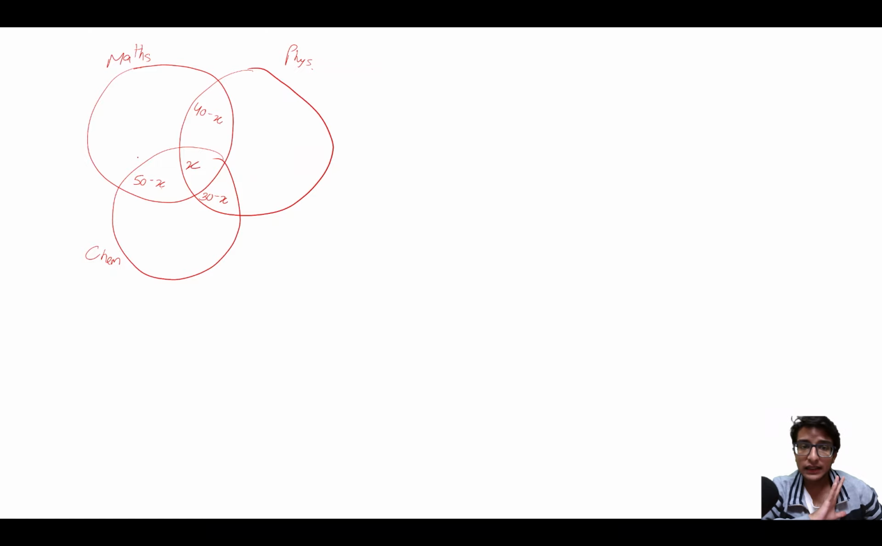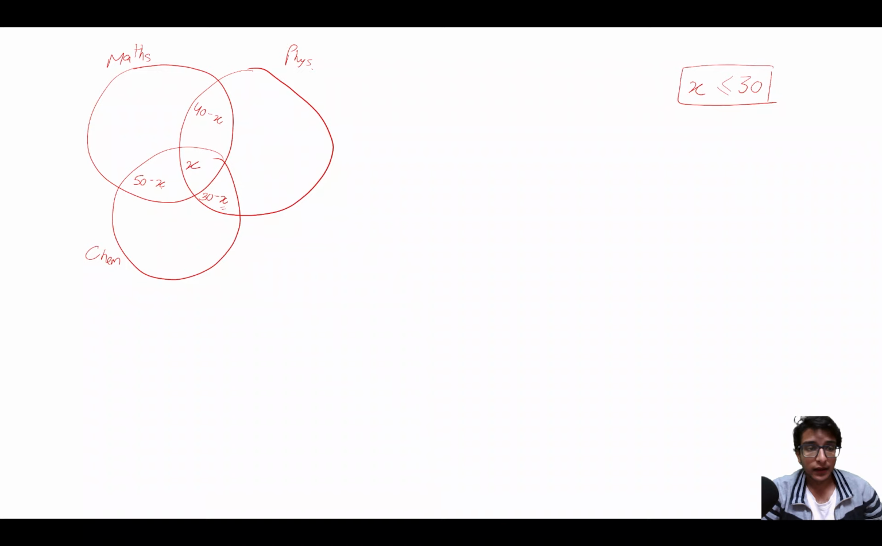So from here, one thing that we can say about X, the students who've studied all three subjects, is that the value of X would always be less than or equal to 30. It cannot be greater than 30, because if it becomes greater than 30, then we would have a negative value here. Now if X is less than 30, that means it would satisfy for X less than 40 as well as X less than 50.